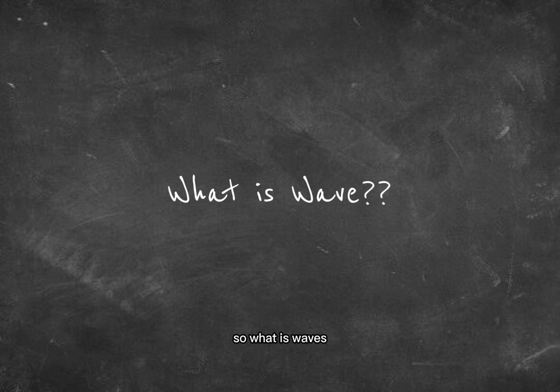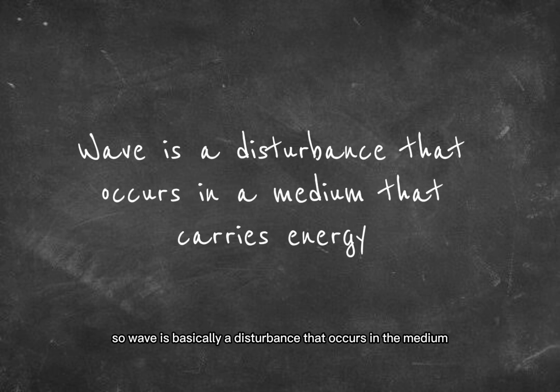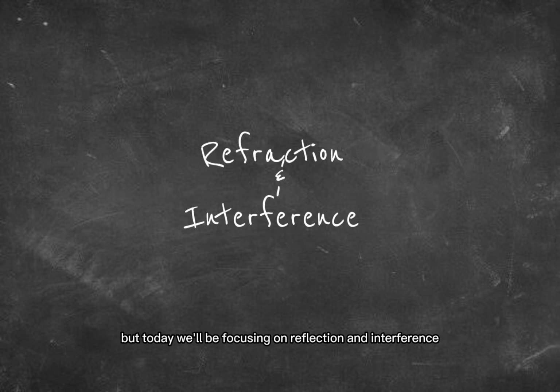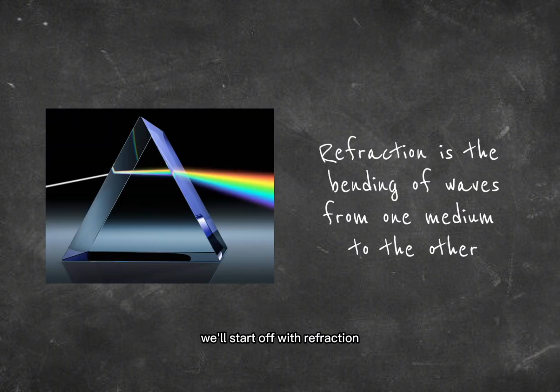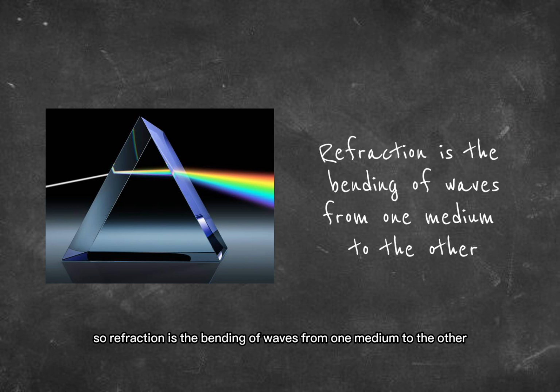So what are waves? A wave is basically a disturbance that occurs in a medium that carries energy. Now there are a lot of types of waves and their interactions, but today we'll be focusing on refraction and interference. We'll start off with refraction. Refraction is the bending of waves from one medium to another.